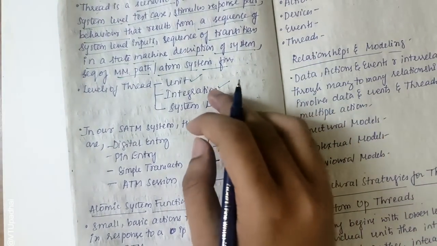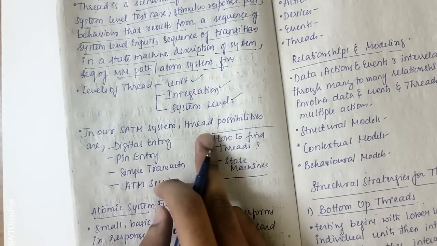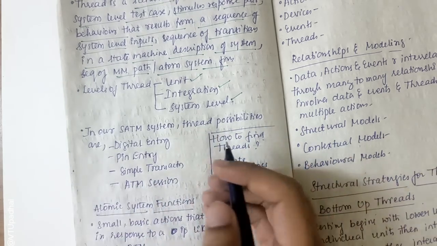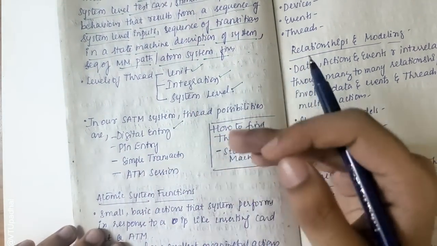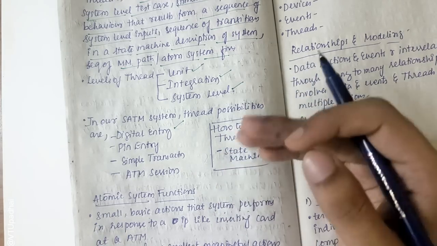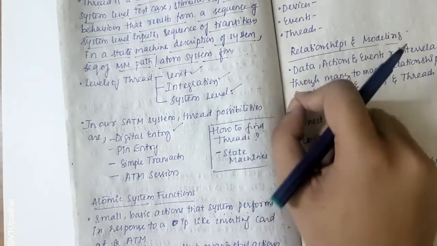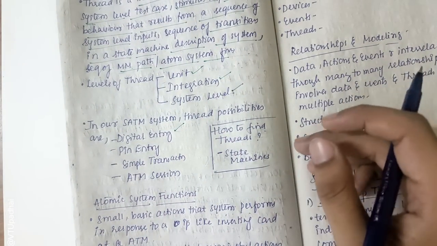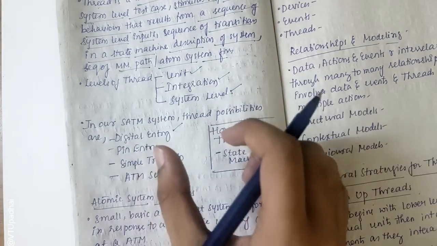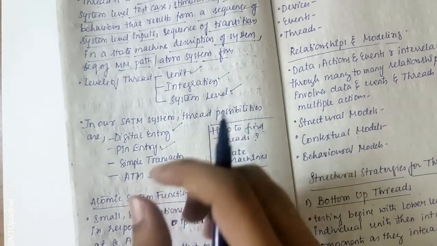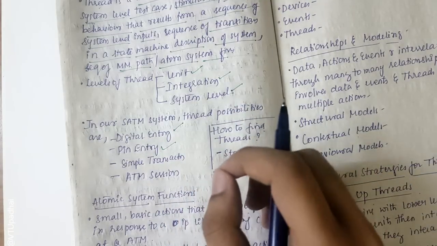Next we have system level, which we have discussed. In our SATM system, let's look at what the possible examples of threads are. We have the digital entry, where I am entering some number. I am entering my pin number into the screen, pressing the keypad buttons and entering the value. So this could be one of the threads, one small operation. Then I have pin entry. Pin entry is specifically entering the pin number and then getting responses from the ATM.